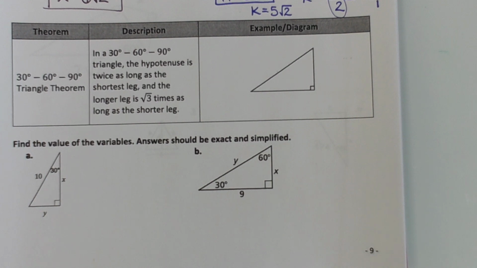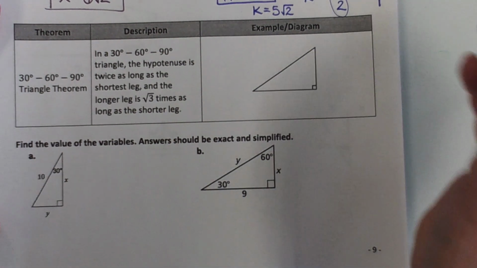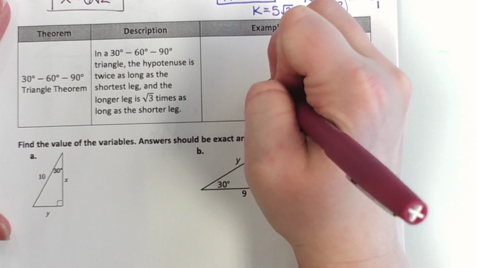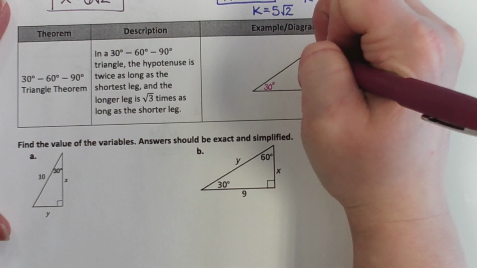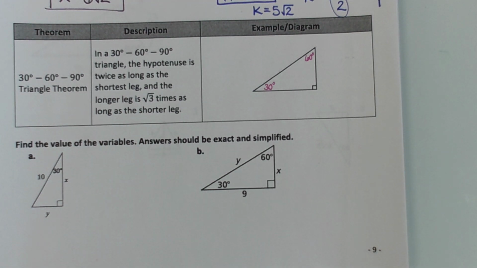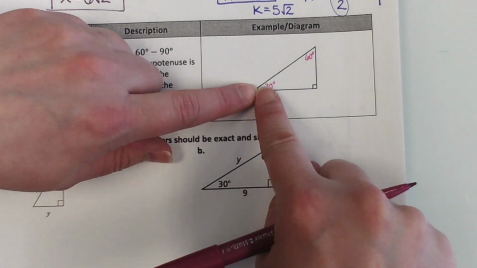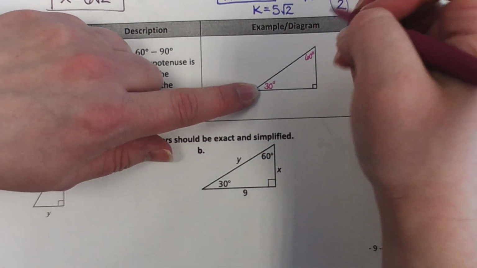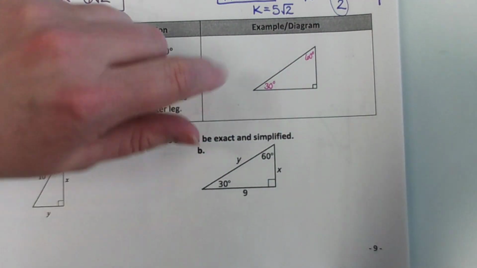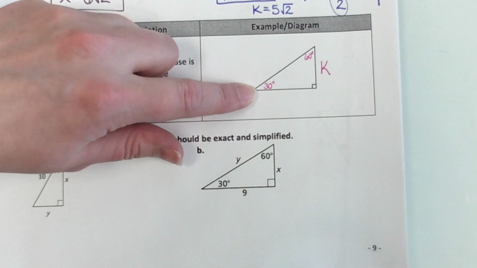So in a 30, 60, 90, it says the hypotenuse is twice as long as the shortest leg, and the longer leg is the square root of 3 times as long as the short leg. Now, in this triangle, this is the 30-degree angle. Up here is the 60-degree angle. Shortest side is across from smallest angle. Smallest angle's here. That means this side is the shortest side. Now in these triangles, the shortest side is going to be our k.